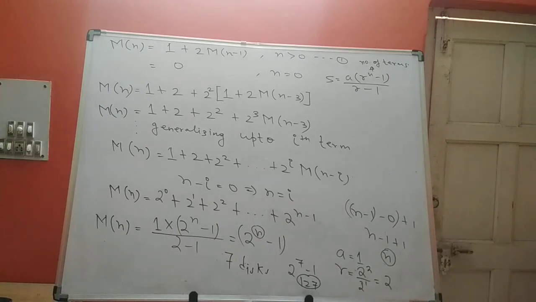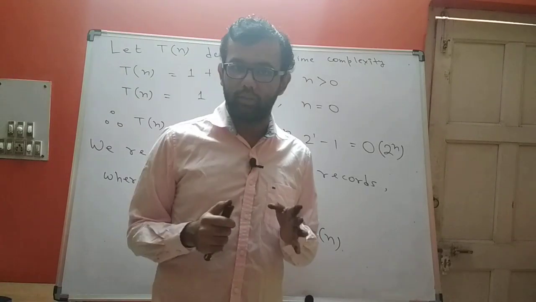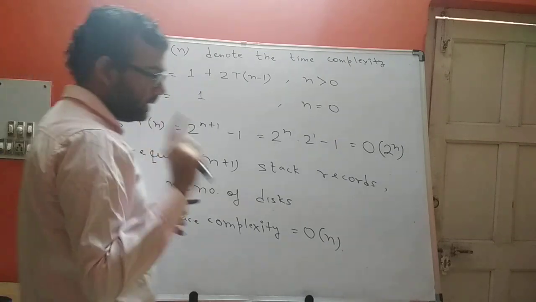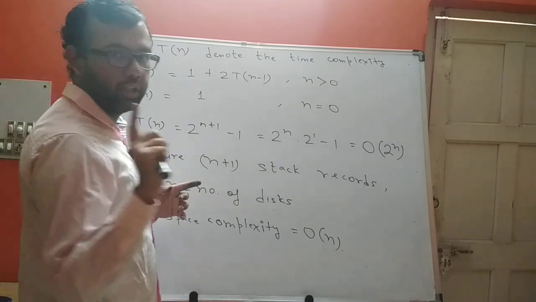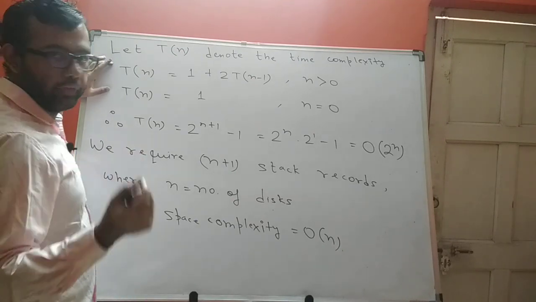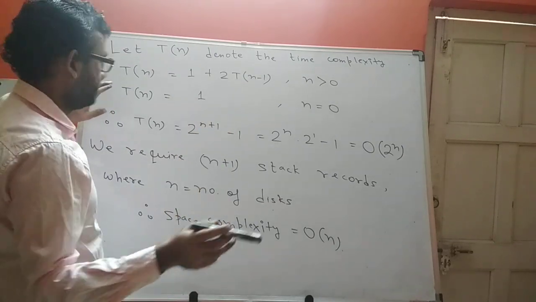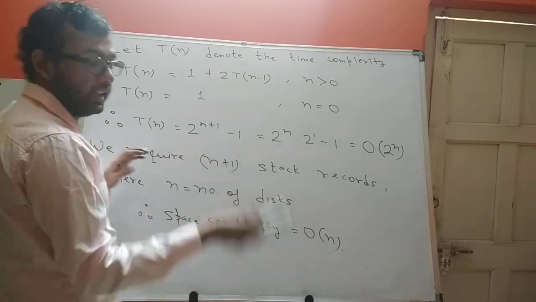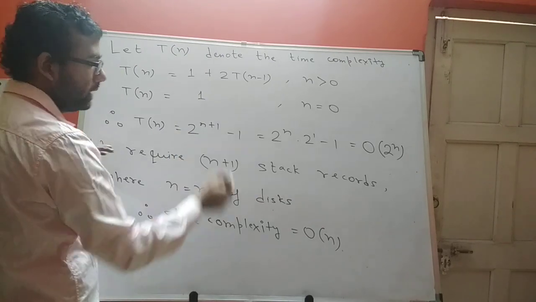Now I'll finish off this video by discussing the time complexity and the space complexity of Towers of Hanoi. Remember, the time complexity depends on the number of function invocations. If you remember the recurrence relation for the function invocations, it was exactly like this. Now, in place of I of n, I have used just T of n to denote time complexity, and everything else remains the same. If you solve this, like we did earlier in the video, we found it to be 2 to the power of n plus 1 minus 1.